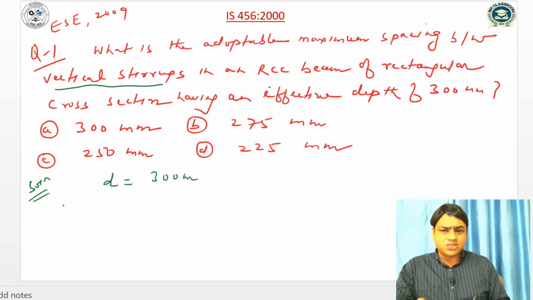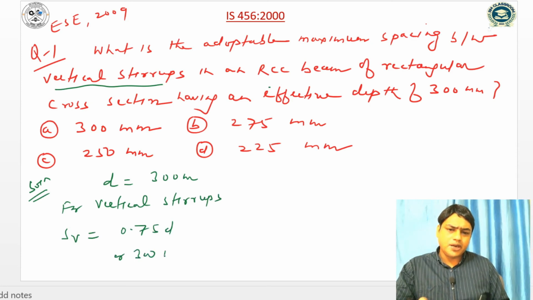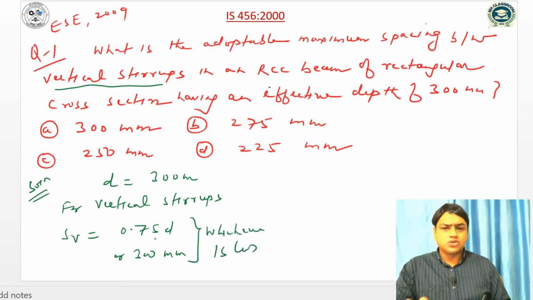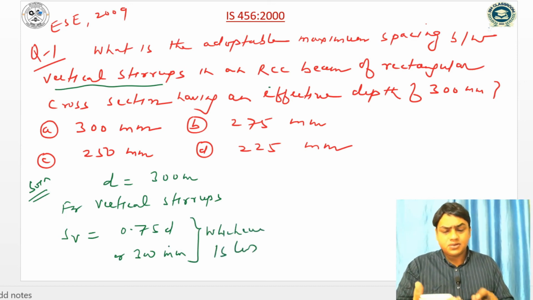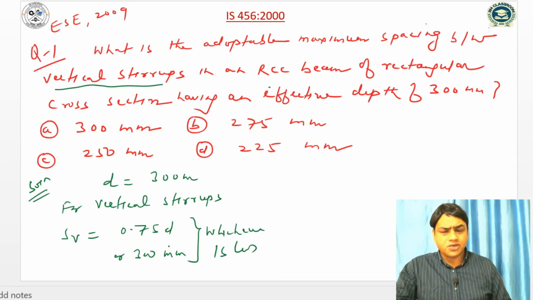So for vertical stirrups, our spacing should not exceed 0.75 d or 300 mm, whichever is less. So 0.75 into 300, it is coming 225 or 300, whichever is less. So our option D is correct.